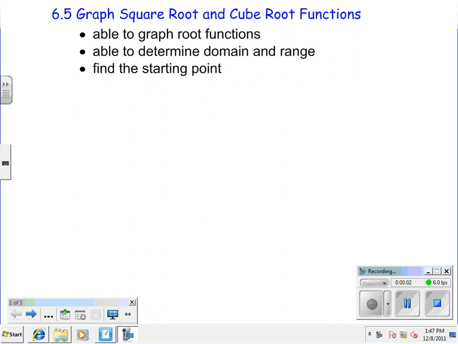Okay, in this lesson, we're going to learn how to graph square root functions and cubic root functions. And again, the main objectives are to be able to graph it, determine the domain and range, and also figure out the starting point. Because you're going to see another video later on that talks about how these graphs are all related. So we're just going to introduce these two and tie it back in with other ones a little bit later on.